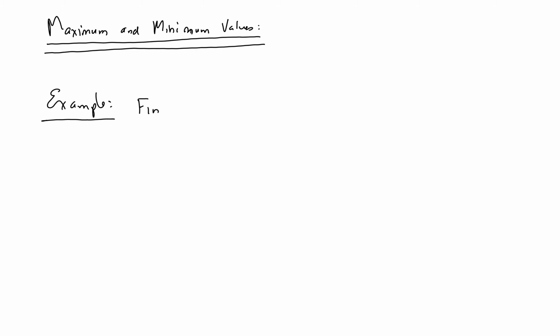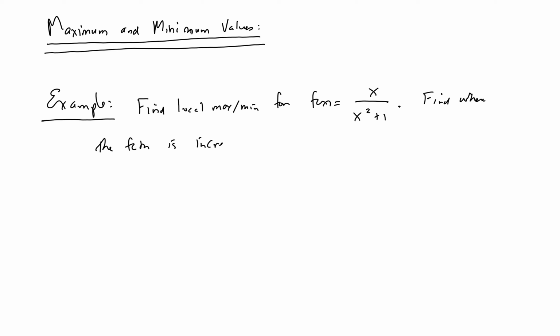So let's find local max and mins for f of x being the function x over x squared plus 1. Let's also find where the function is increasing and decreasing, concave up and concave down, and any inflection points.